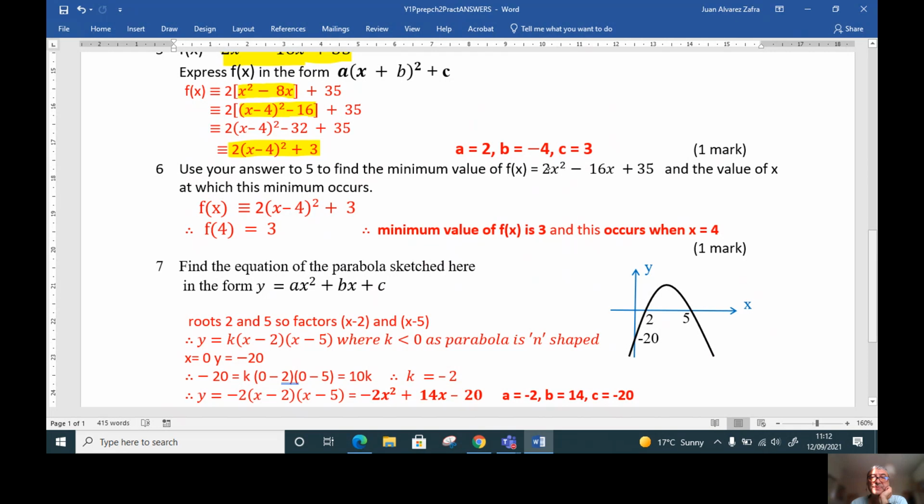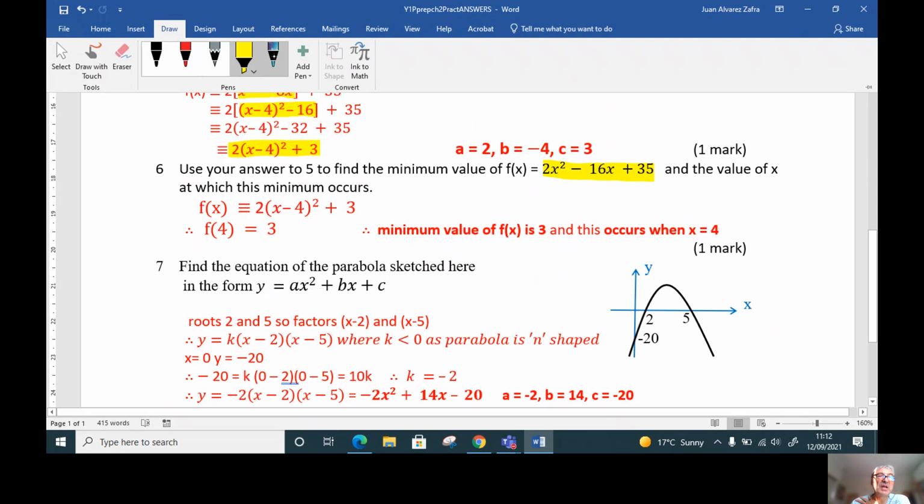So for this question here, we have exactly the same quadratic, and now we're asked to find the minimum value and the value at which that occurs. Well, if we look at the expression that we have here, and if I just get a different highlighter.